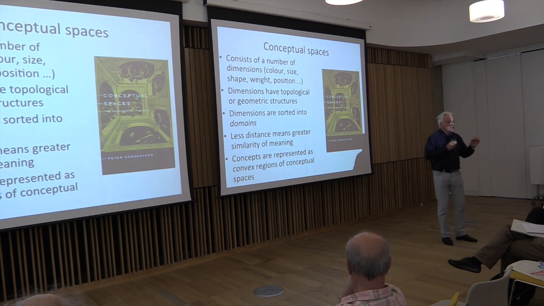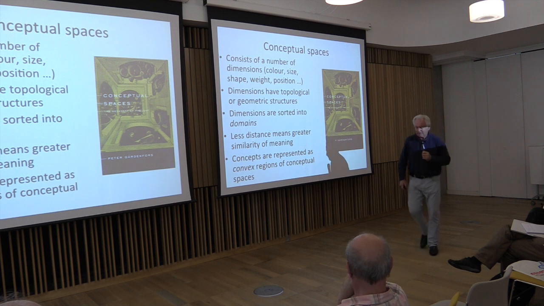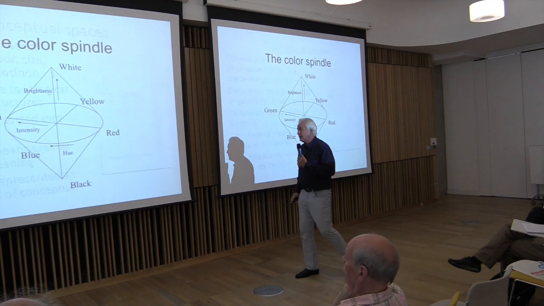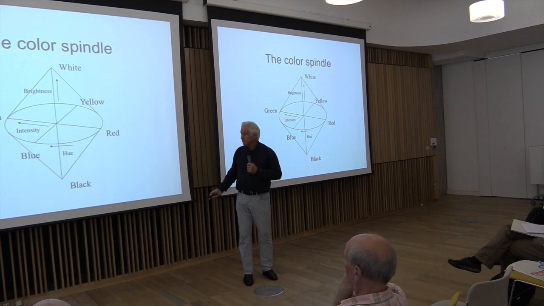But the only thing I need is the dimension. You can talk about betweenness for the dimension. That's all I need. And you can do that for a lot of other structures than real lines. Okay. Good. So, color spindle again.